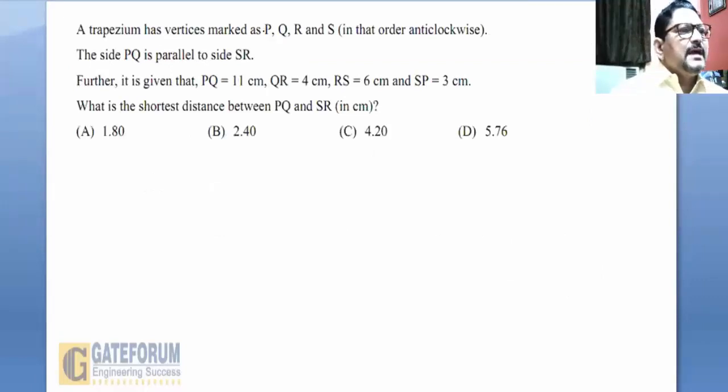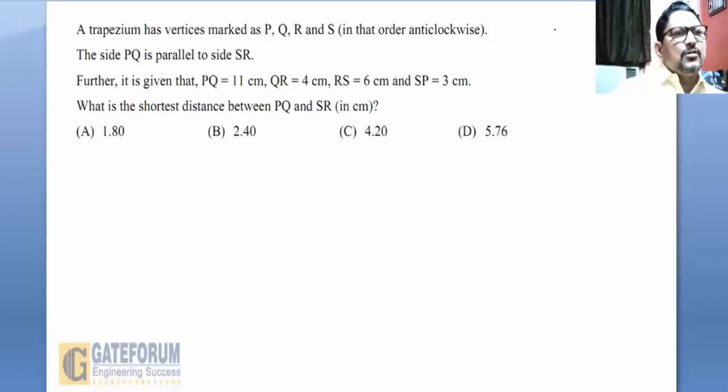A trapezium has vertices marked as P, Q, R, and S in that order anti-clockwise. The side PQ is parallel to side SR. Further, it is given that PQ is 11 centimeters, QR is 4, SR is 6 centimeters, and SP is 3 centimeters. And they have asked you what is the shortest distance between PQ and SR in centimeters.